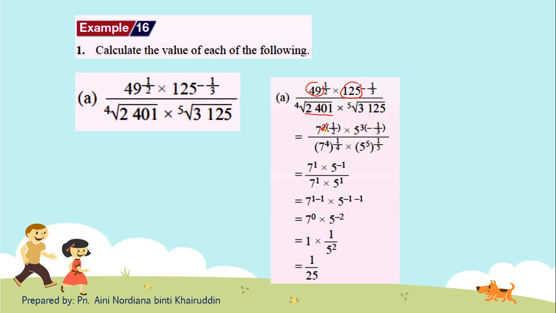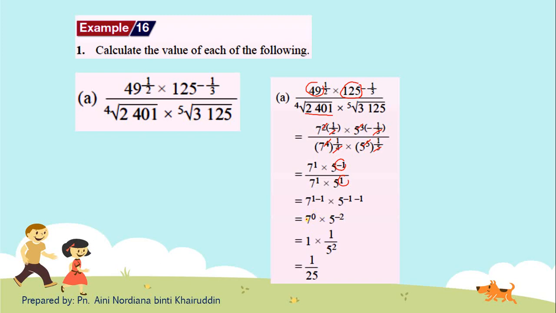Okay, here cancel out 2, then you get 7 to the power of 1. Cancel out 3, 5 to the power of negative 1. Cancel out 4 here, 7 to the power of 1 times 5. Cancel out 5 here, so times 5 to the power of 1. Then 7, 1 minus 1 because it's divide. 5 to the power of negative 1 minus 1. So 7 to the power of 0 as we learned in the law of indices.